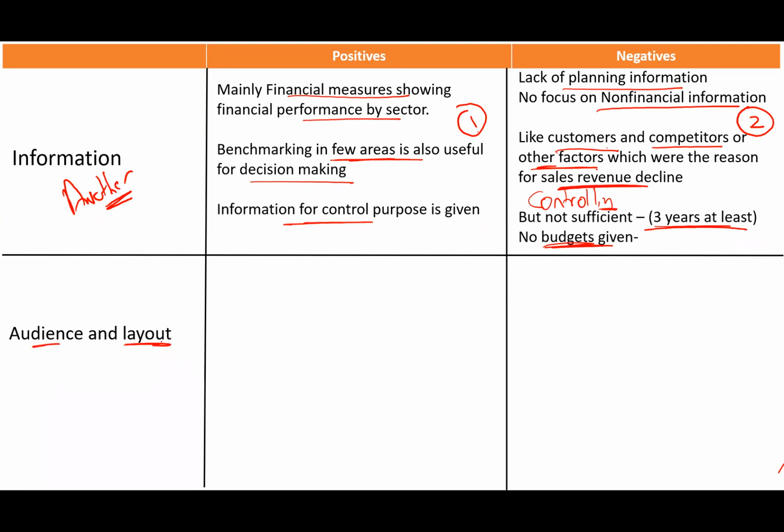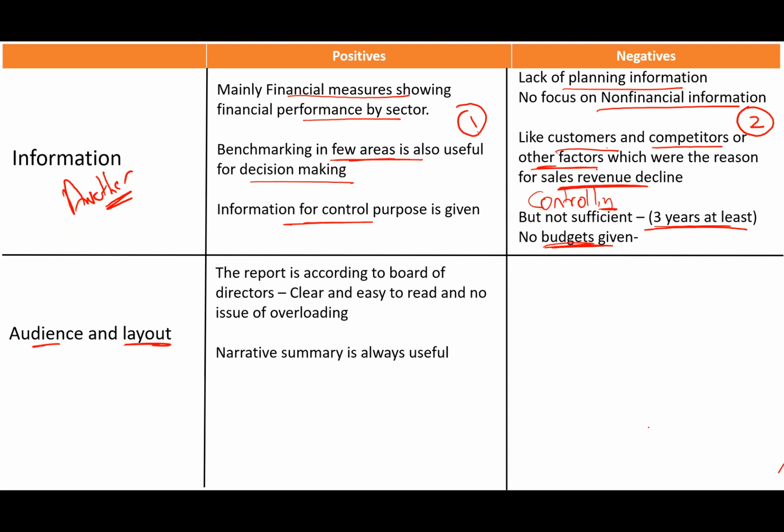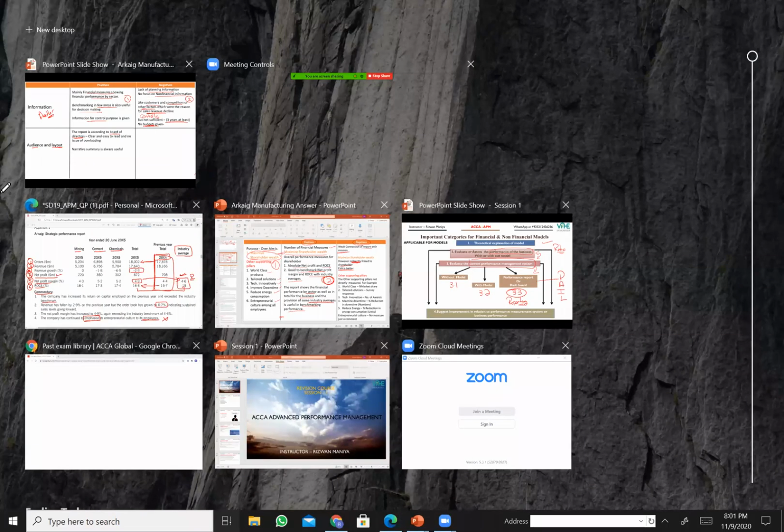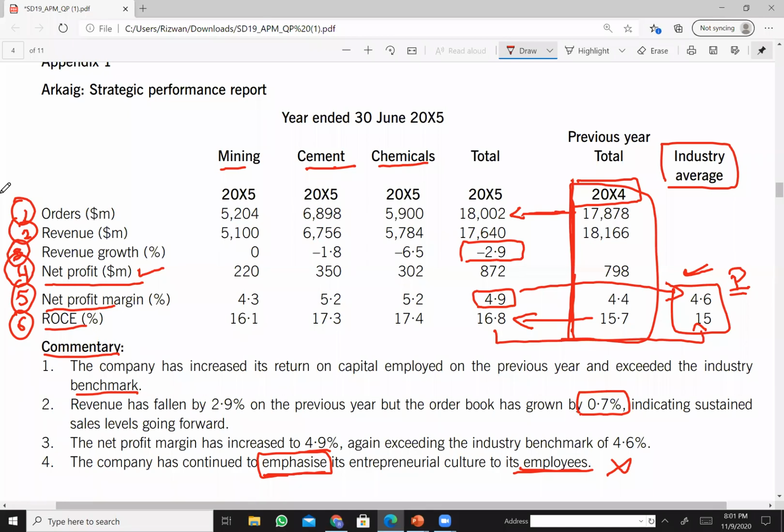Audience and layout of the P&L. We can connect these two. So do you know the audience? Yes, the audience is the board of directors. So, let's go back: is the report useful for the audience? Now, the report we have here, is this report useful for the audience?